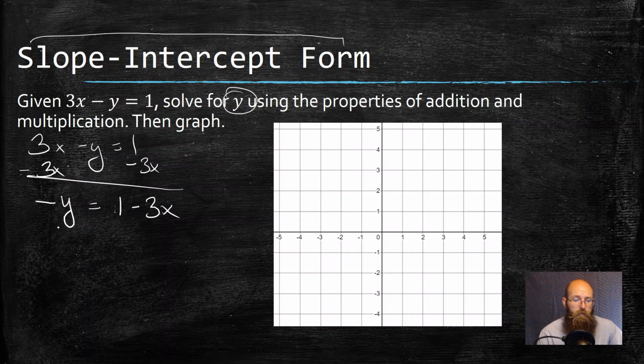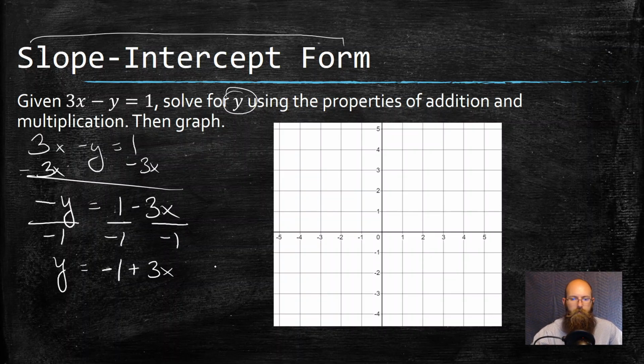So now I need to get rid of that negative. I can do that by multiplying or dividing by a negative 1. So let's divide by a negative 1. And that has to happen to everything everywhere. So now it's a positive y. But 1 divided by a negative 1 gets me negative 1. Negative 3x divided by a negative 1 is going to get me a positive 3x because there's double negatives.